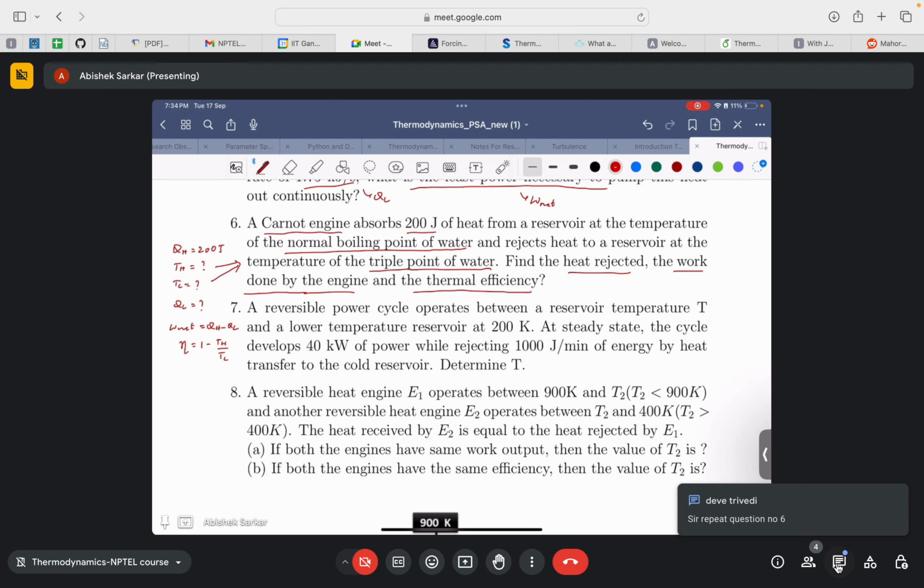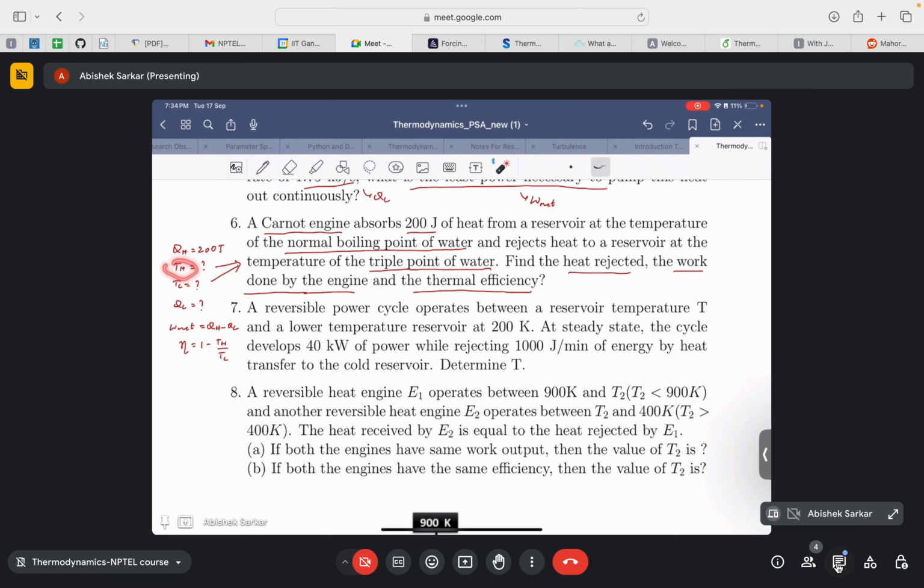So repeat question number 6. It is told that a Carnot engine absorbs 200 joules of heat from a reservoir at the normal boiling point of water. So the higher temperature, TH, is the boiling point of water. Similarly, it rejects heat to the reservoir at the temperature of the triple point of water, so TL is also given. You need to know that. And QH, the heat absorbed at the higher temperature, is 200 joules.